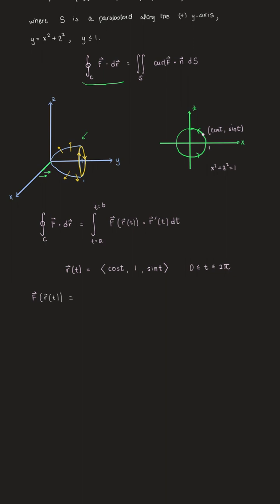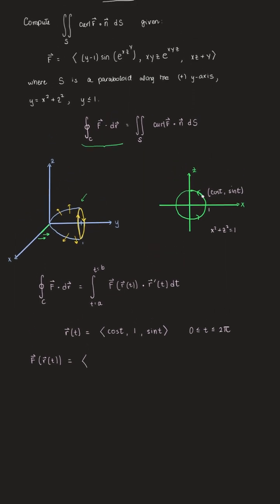So we go back to our vector field, and the first component of the vector field is y minus 1 times sine of e to the x to the z to the y. But we see that when y is 1, 1 minus 1 is 0. So the first component will just be 0.